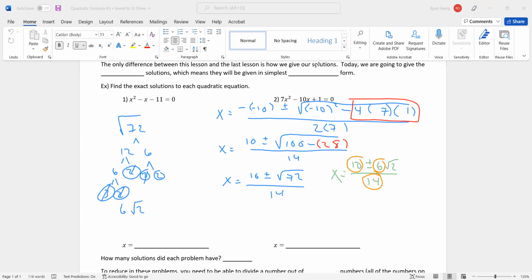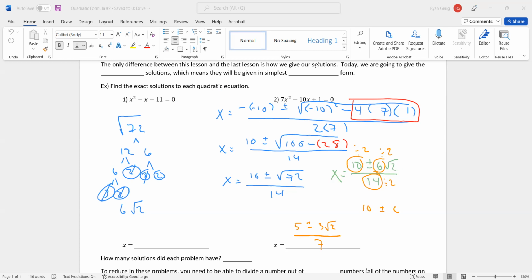Okay. If I have something like that, all of those numbers can be divided by 2. I need to divide all three of those by 2. So 10 divided by 2 is 5, still have plus or minus. 6 divided by 2 is 3. The number inside the radical does not get reduced. Please don't reduce that one. And 14 divided by 2 is 7. Okay, there's a reason for that. I'm going to show you real quick.